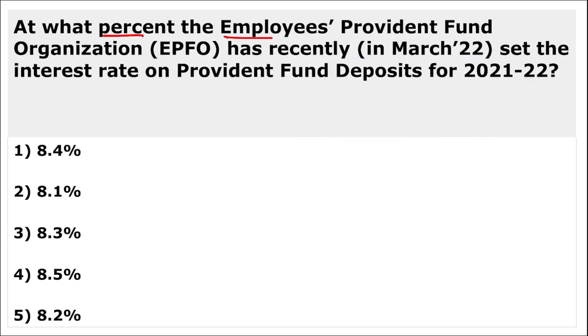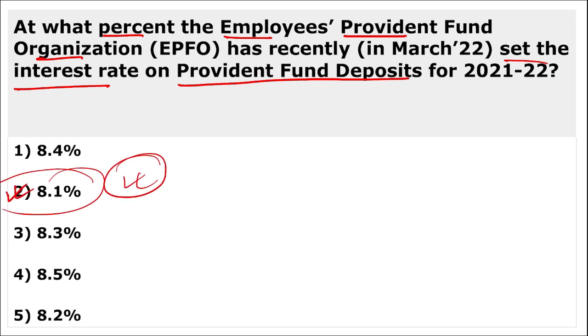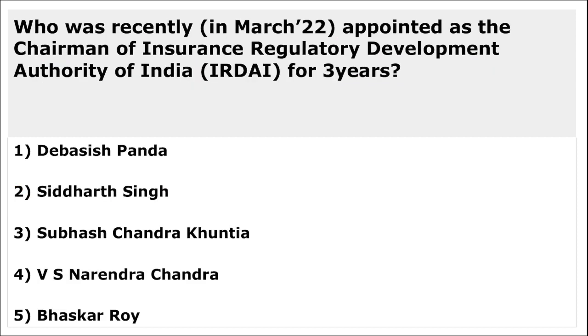At what percent has the Employees Provident Fund Organization recently set the interest rate on Provident Fund deposit for the fiscal year 2021 to 2022? It is 8.1%. Alright, very good percent, that is Provident Fund Organization. And the interest rate on Provident Fund deposit for the fiscal year 21-22 is 8.1%.